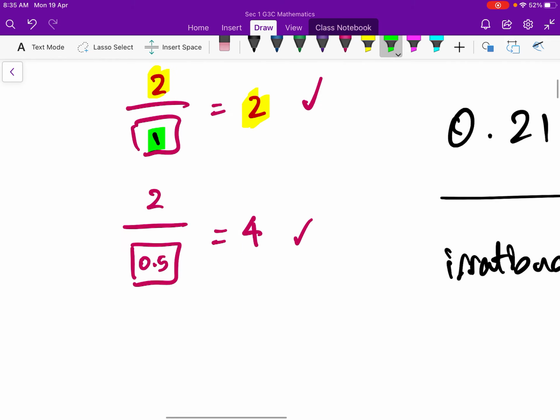But when we start to divide by a number that is smaller than 1, our final answer is going to be bigger, because we are effectively multiplying. When you divide by half, it is actually multiplying by 2. When you divide by 1/3, you are multiplying by 3, and so on and so forth.